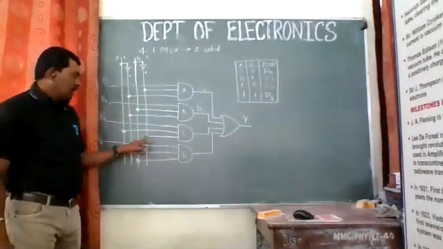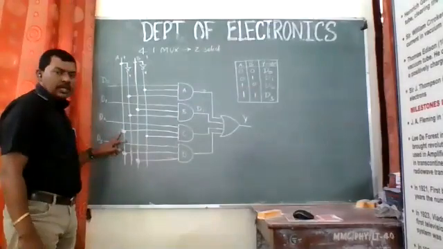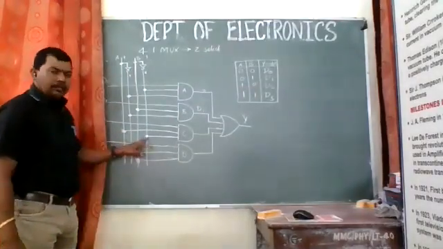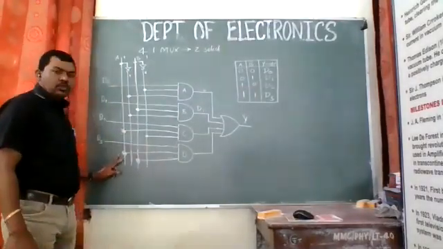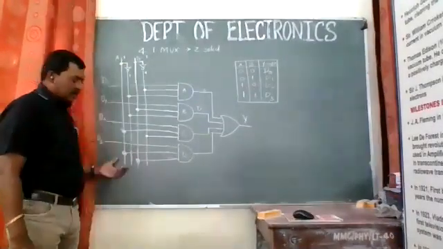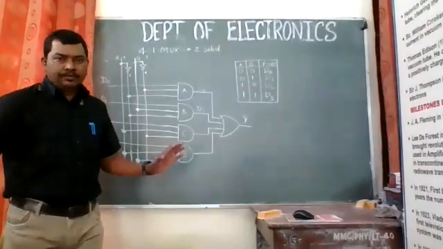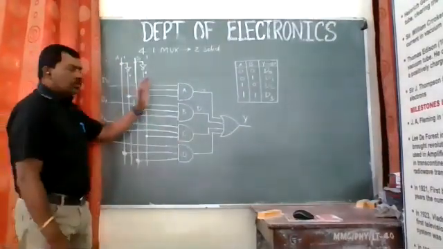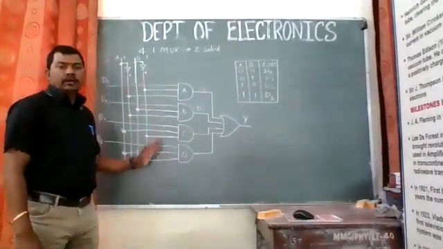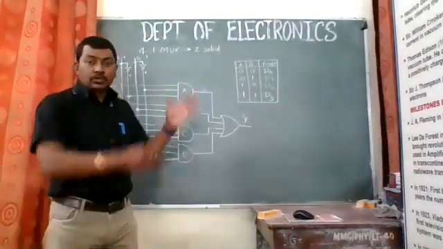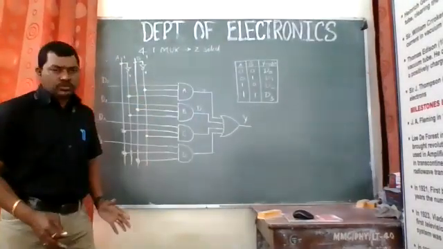So this is B bar, right? And this is A directly. So A and B bar. Last, both are high. So A and B are directly given, and B bar and A bar are left, right? So only those gates will enable when these codes appear. So this is how we try to make the codes.